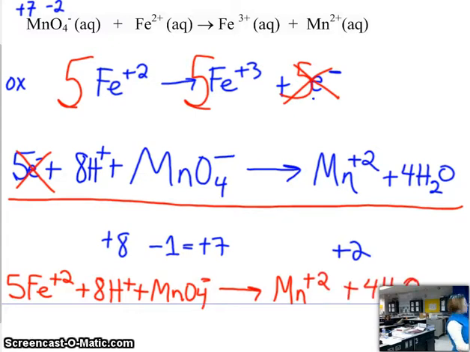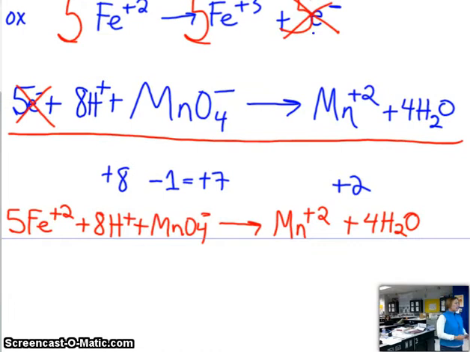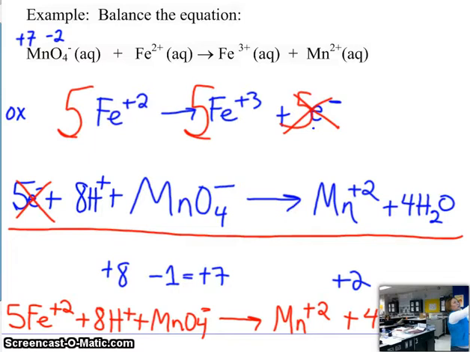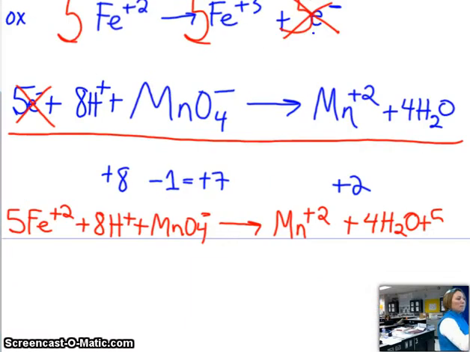And you should always check yourself. That should be balanced now. So check mass first. 5 Fe's. Oh, see? I didn't write the other Fe's right up here. 5 Fe +3. 5 Fe. See, that's why you check. And I didn't even do that on purpose. 8 hydrogens, 4 times 2 gives you 8 hydrogens. 1 Mn, 1 Mn. 4 oxygens, this 4 gets distributed, there are 4 oxygens.